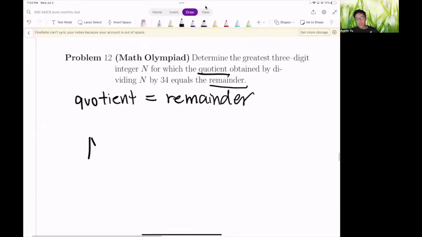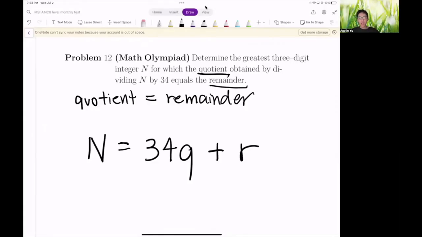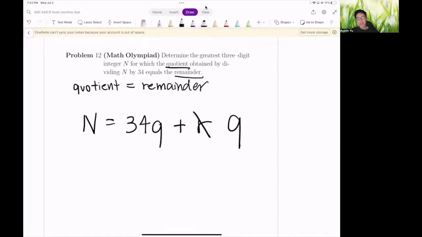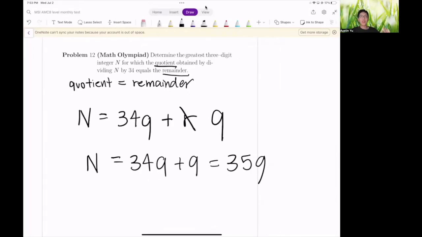So we are given that the integer is n, right? And then we also note that this integer must be equal to 34 times the quotient, so Q for quotient, because the quotient must be able to multiply by 34, a multiple of 34, right? And then plus the remainder. But if we already say that the quotient and remainder are the same, then can we technically just swap out R for Q? So we swap out R for Q, which means that n is equal to 34Q plus Q equals 35Q. In other words, the greatest three-digit integer n must be a multiple of 35.